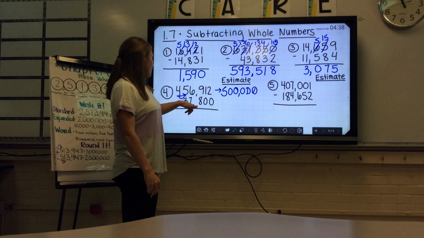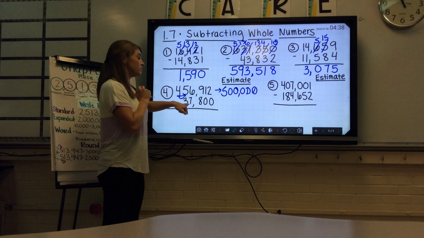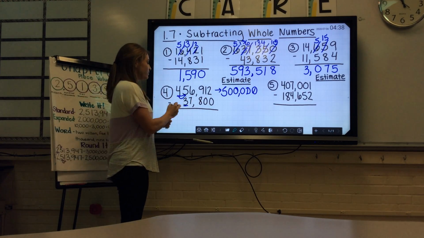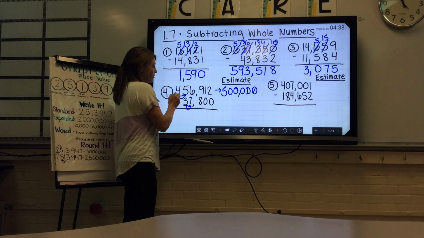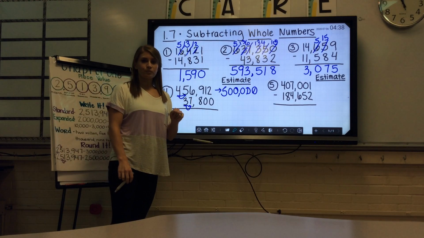All right, then we're going to round this bottom number to the 10,000s place, because then this number, the 10,000s, is our highest place value. I'm going to look next door to my right. That 7 is telling this 3 to do what?